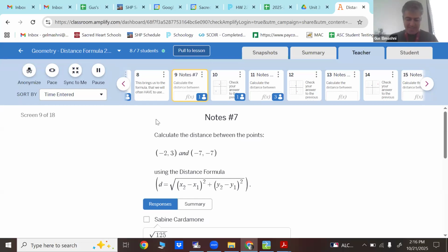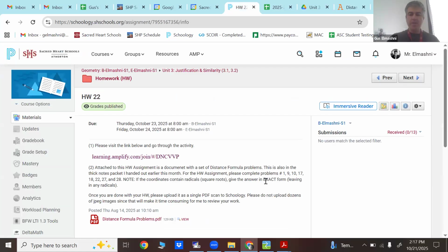You finished all these? So then go to the notes packet in Schoology. The packet says this formula. Sorry, it's the sheet that says this formula. You're gonna do 1, 9. Unbelievable. I do not have this. Yeah, 1, 9, 10, 17. And we have to turn this in. Yeah, this will be homework to turn in.